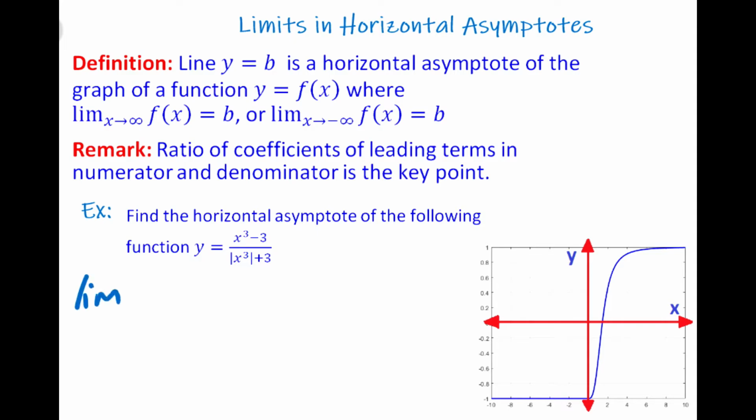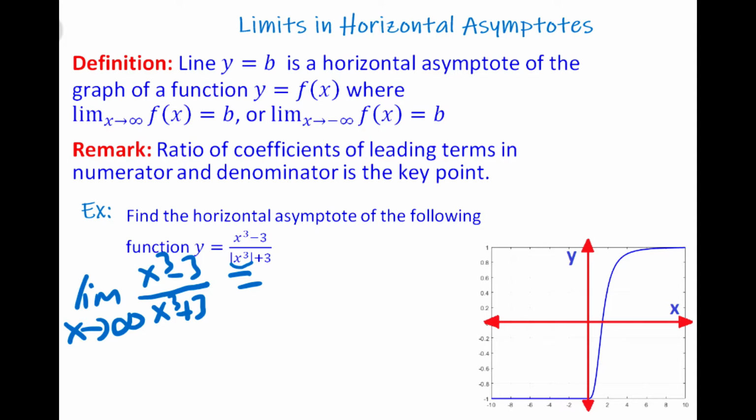So the limit when x goes to positive infinity, guys, of x cubed minus 3 divided by, when x goes to positive infinity, the inside of the absolute value is positive, guys. So the x cubed comes out as it is. So it's going to be x cubed plus 3, guys.